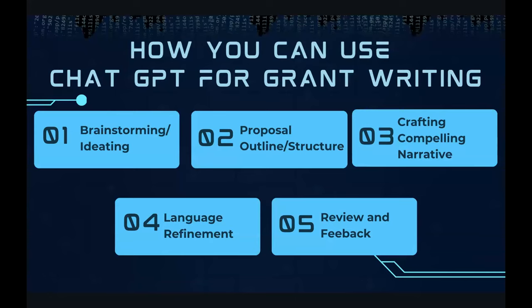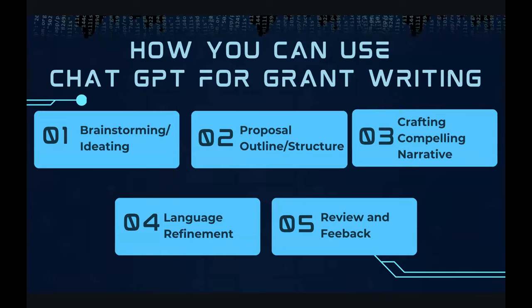Then it can assist with outlining and structuring your proposal. You would want to break down your grant proposal into sections such as introduction, goals, methodology, budget, and evaluation. You can consult with ChatGPT to discuss the structure and organization of each section, ask for recommendations on how to best present your ideas and arguments, and make them clear, logical, and persuasive.